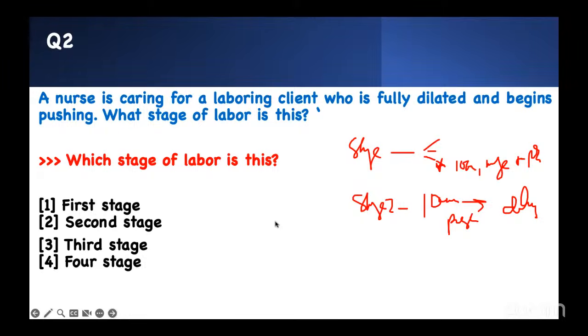Therefore, this cannot be phase one. Stage four and stage two, stage four is already, we are not there yet. Stage three, we are not there yet. In stage two, you begin to push and you deliver the baby, right? So this should be something you should be comfortable with. So this answer choice is number two, stage two.